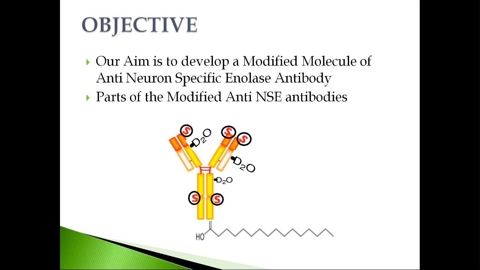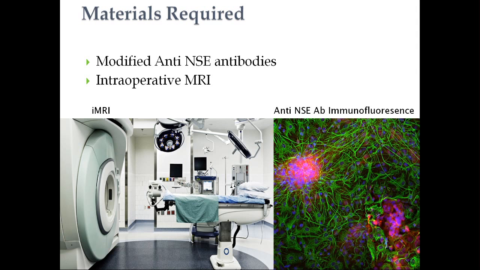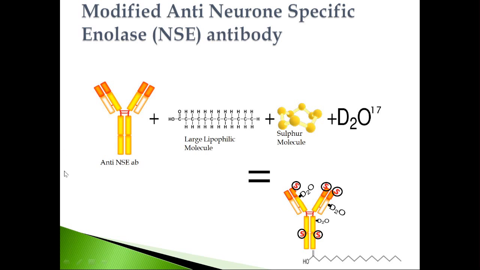Now let's talk about the modified anti-neuron specific enolase antibody, which we have shown in the diagram here. Antibodies are proteins, that is, they are hydrophilic molecules, and therefore they are not soluble in lipids and cannot cross the cell membrane easily. It usually takes 1 to 2 hours for usual staining of NSE in pathology labs. Therefore, to improve the solubility and accessibility of anti-NSE antibodies during surgery for staining of the brain tissue, a large lipophilic molecule, as shown in the diagram, is attached to the tail or any other portion of the anti-NSE antibody to make it lipophilic or soluble in lipids.